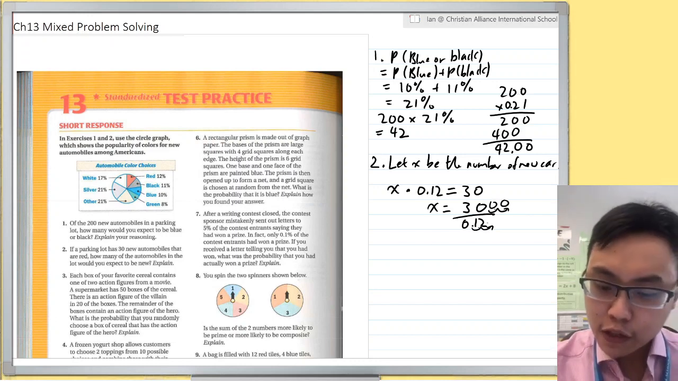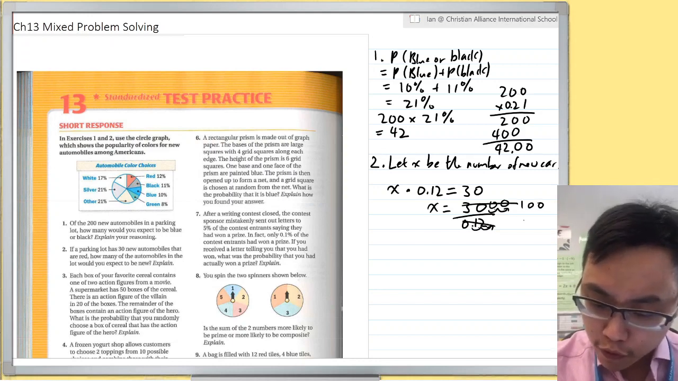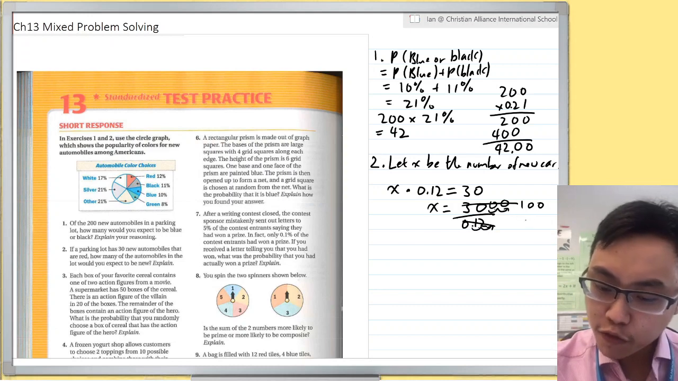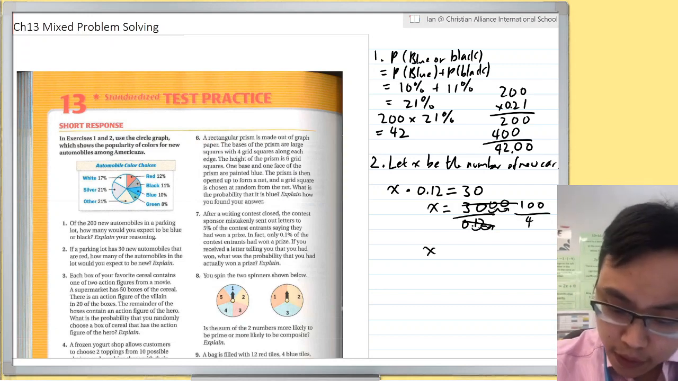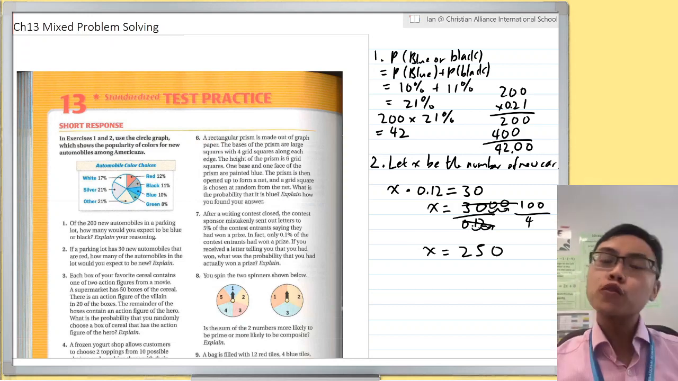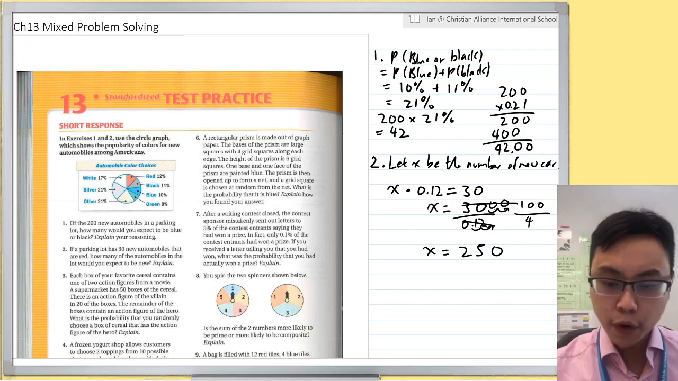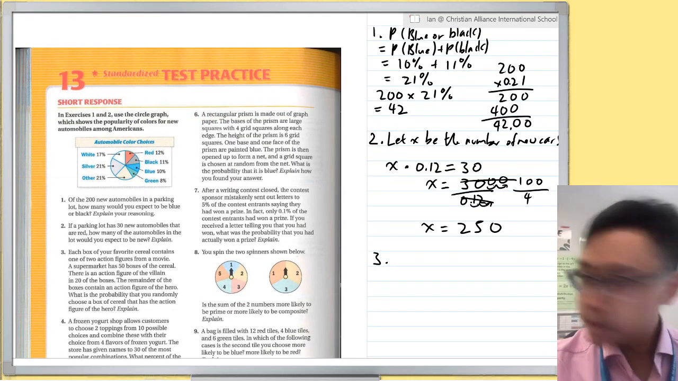I can divide top and bottom by 3. That will be 1,000 over 4, since 12 divided by 3 is 4. And so 1,000 divided by 4 is equal to 250. So there are 250 new cars in the parking lot. Moving on to question 3.